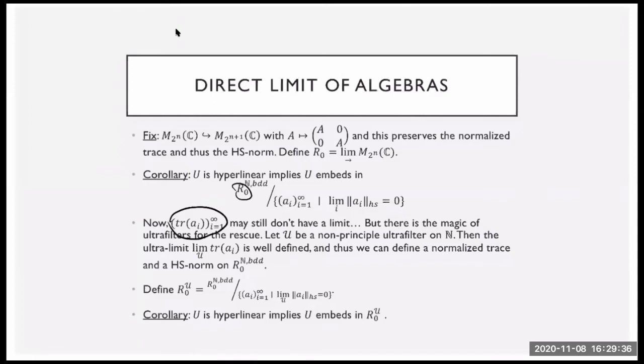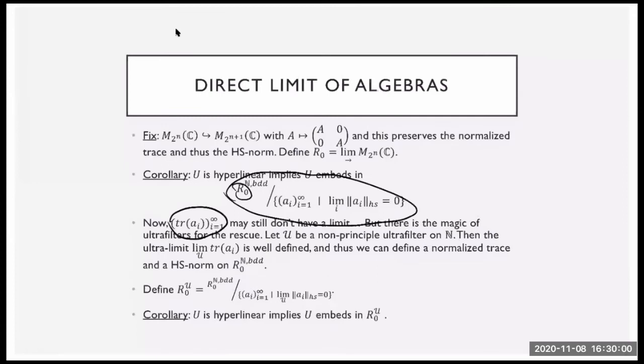So you just fix this magic black box called a non-principal ultrafilter, and then every such sequence automatically has now a limit, which is called the ultralimit. And now there is a reasonable way of defining a trace over this algebra. So this is now an algebra with a well-defined trace over it. Okay, and this trace is the ultralimit of these traces.